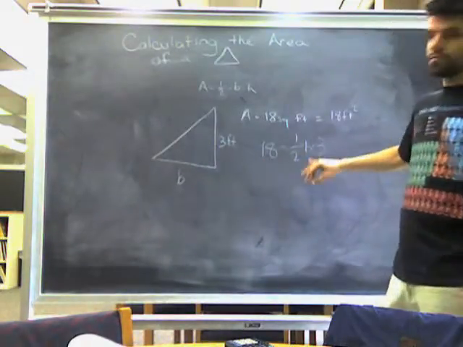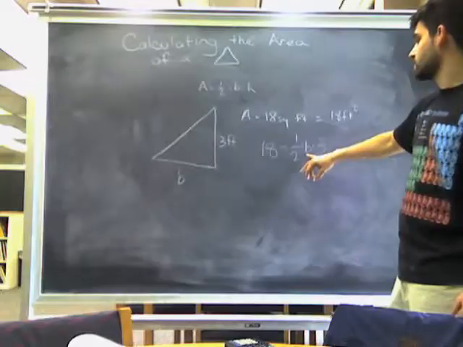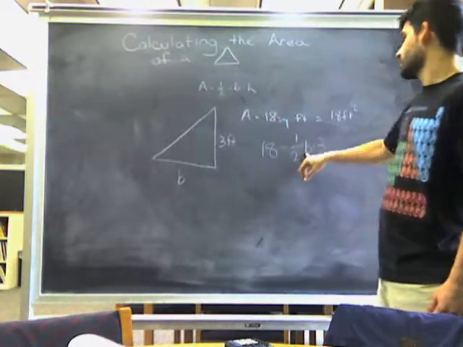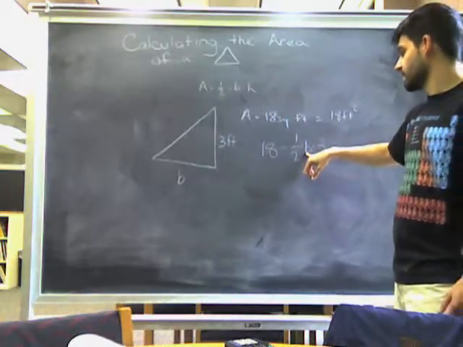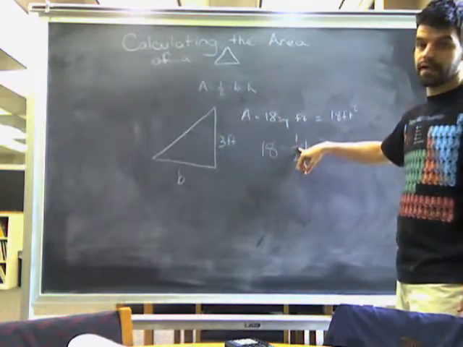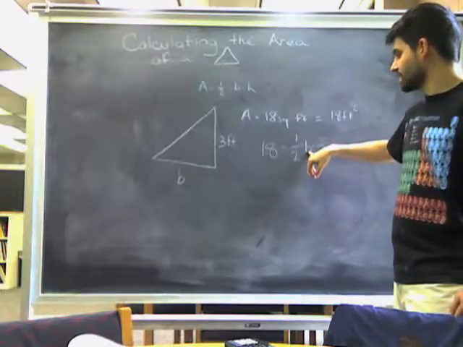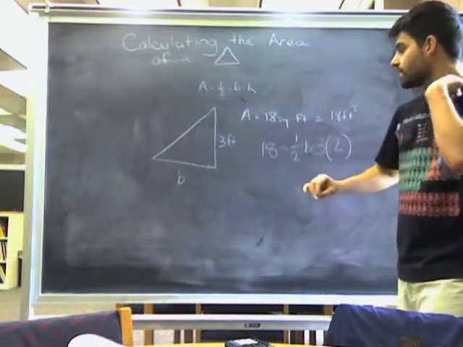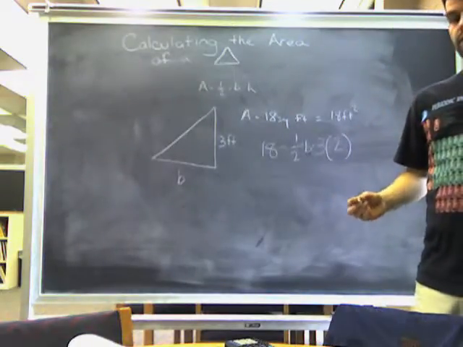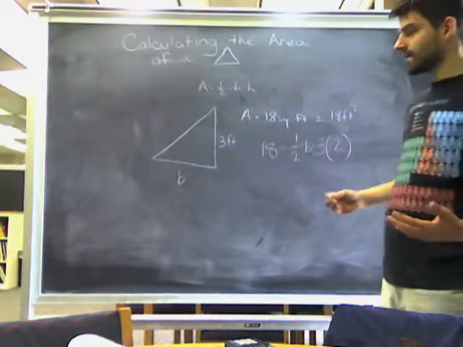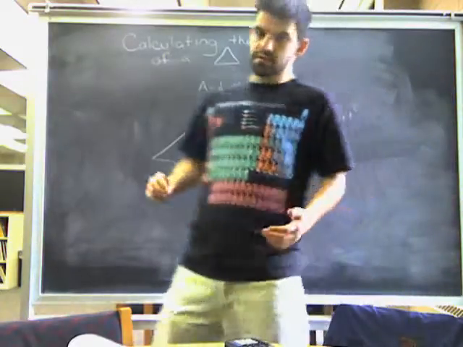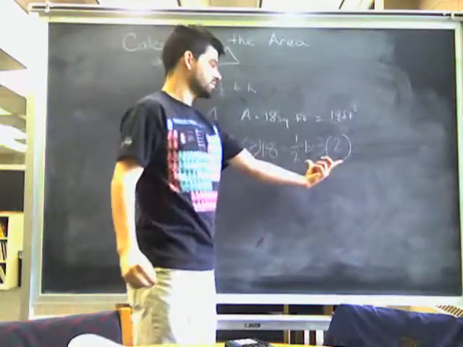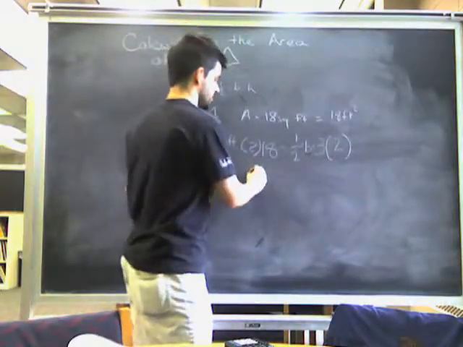To undo something that is being done to a variable, you do the opposite. So in order to get rid of it being multiplied by 1/2, we're going to times it by 2. What's going to happen here is the opposite sides of an equation or equal sign have to act like a balance. So whatever we do to one side, we have to do to the other. I multiply by 2 on this side, I multiply by 2 on this side.